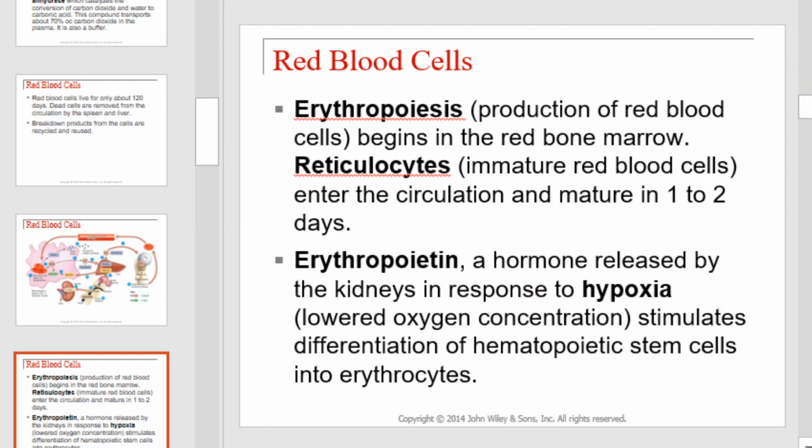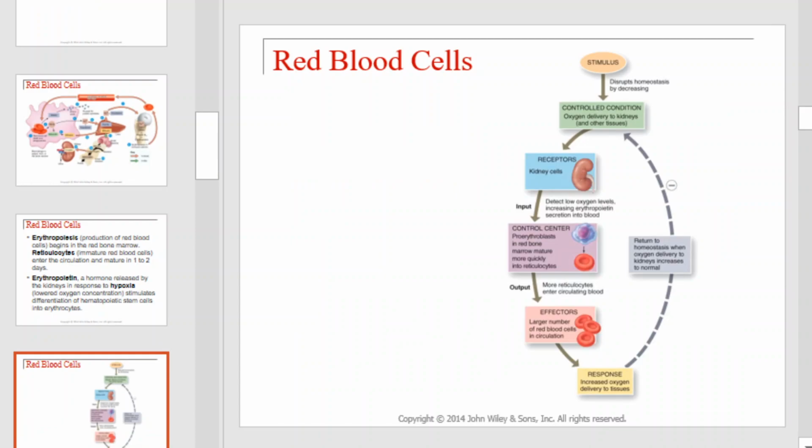Erythropoiesis, or the production of red blood cells, begins in the red bone marrow. Reticulocytes, or immature red blood cells, enter the circulation and mature in 1 to 2 days. Erythropoietin, a hormone released by the kidneys in response to hypoxia, stimulates the differentiation of hematopoietic stem cells into erythrocytes. This is an illustration of the feedback mechanism that controls the production of red blood cells.